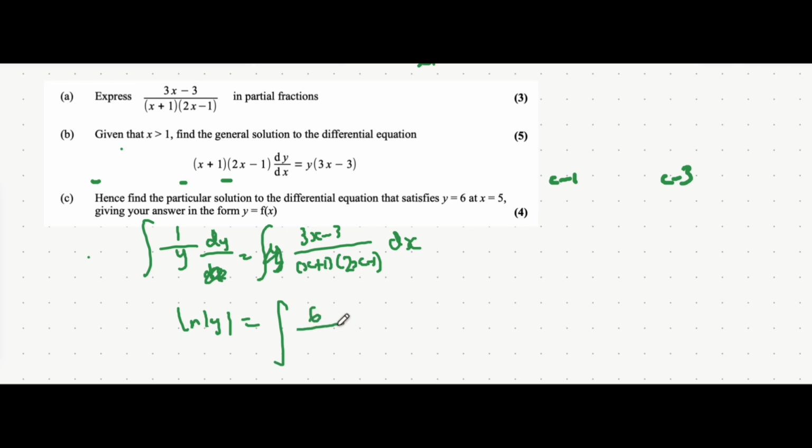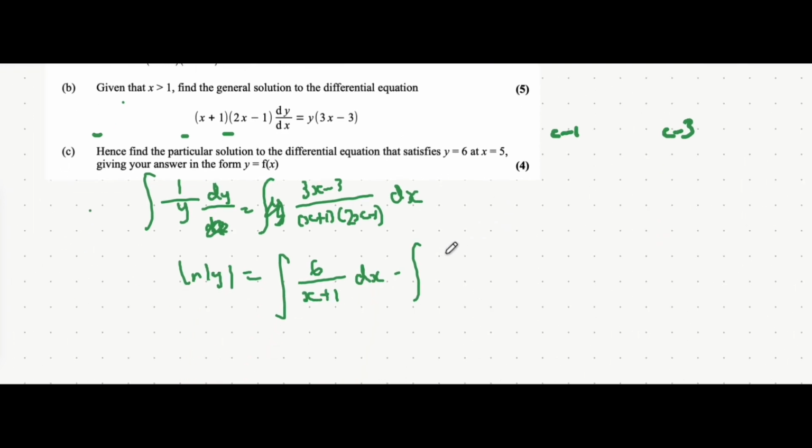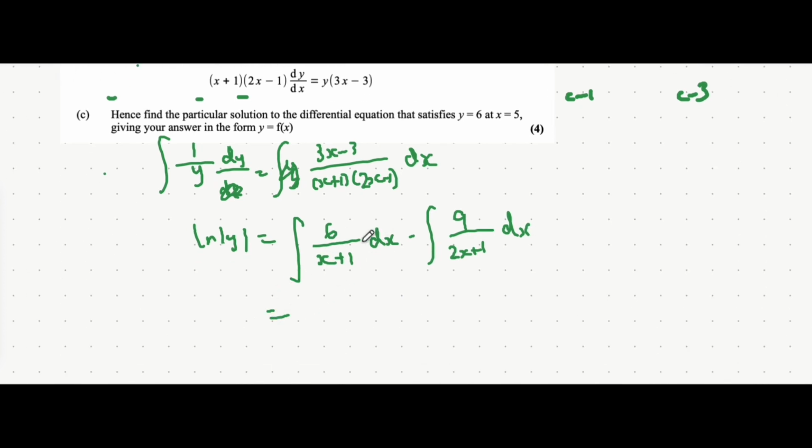So that's 6 over x plus 1, and then minus the integral of 9 over 2x plus 1. So we're going to use the same concept here, but here we have to be careful because there's a constant involved. So when you integrate 1 over x plus 1, let's put 6 outside the bracket. It'll help us visualize it. When you integrate 1 over x plus 1, that's just ln of x plus 1, because this differentiates to 1. But because there's 6 outside the bracket, when you integrate it, it becomes 6 times ln of x plus 1.